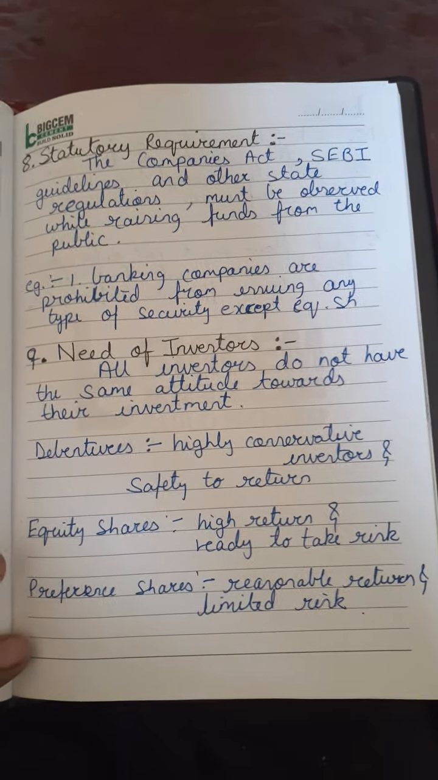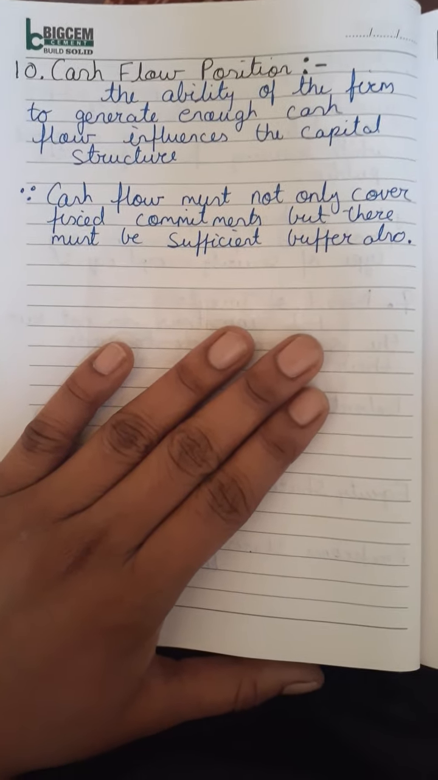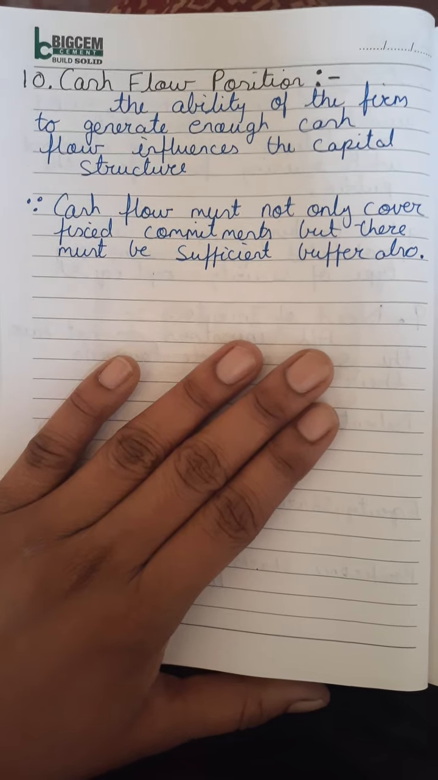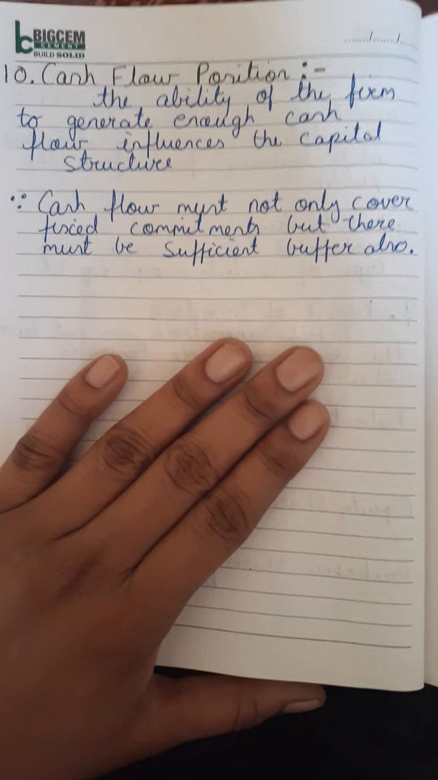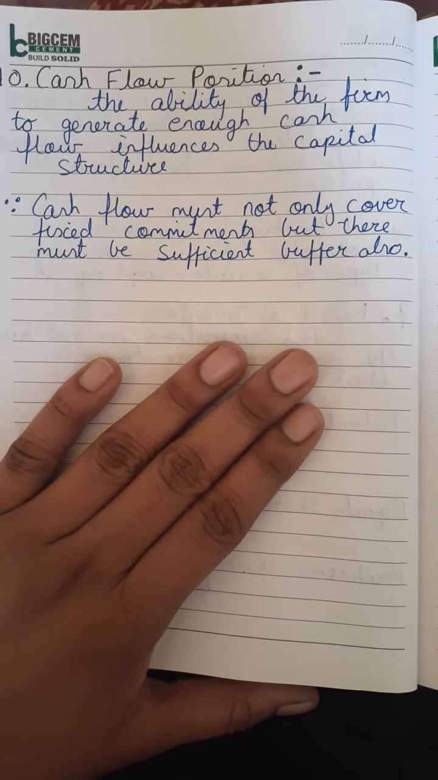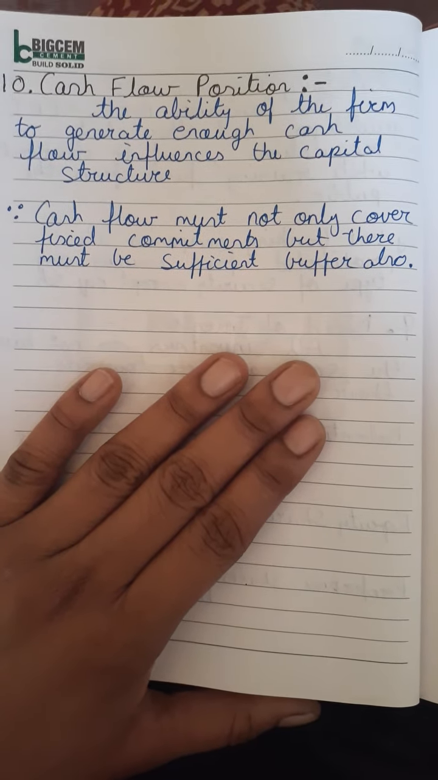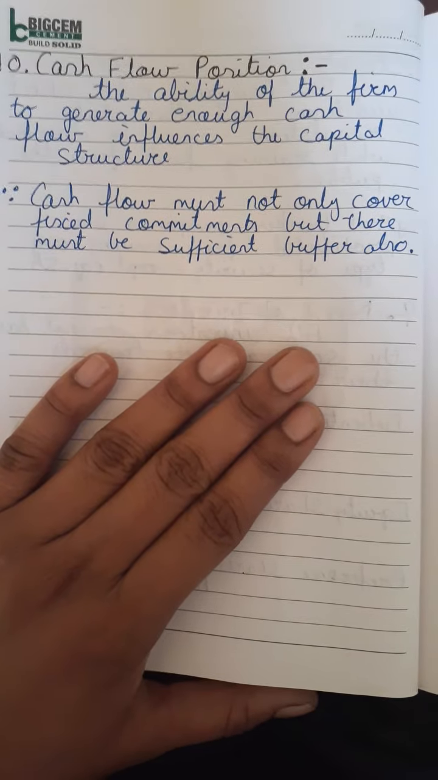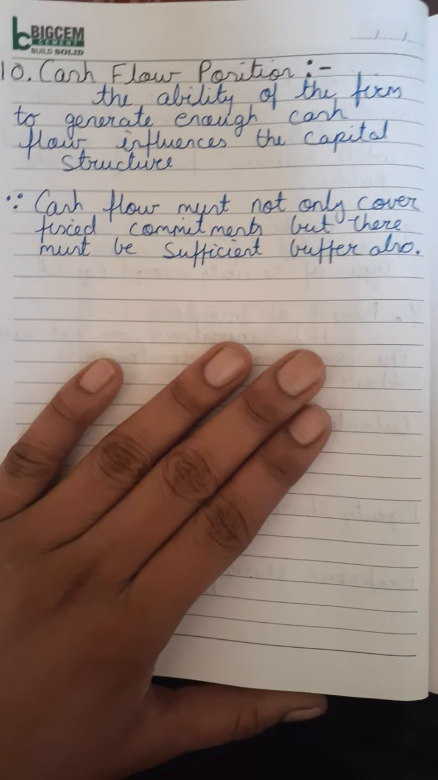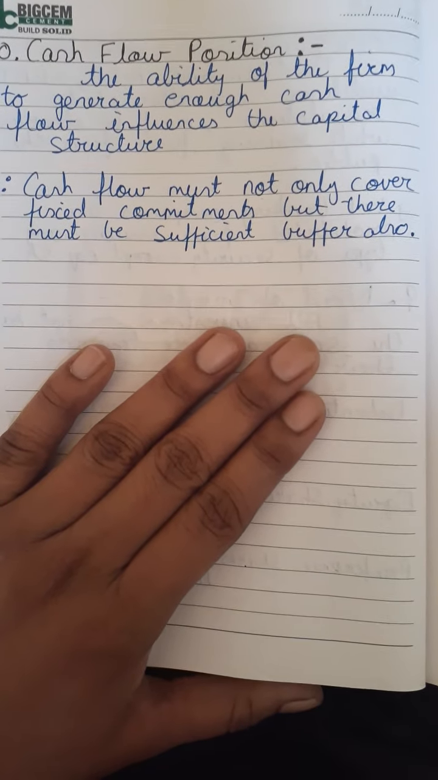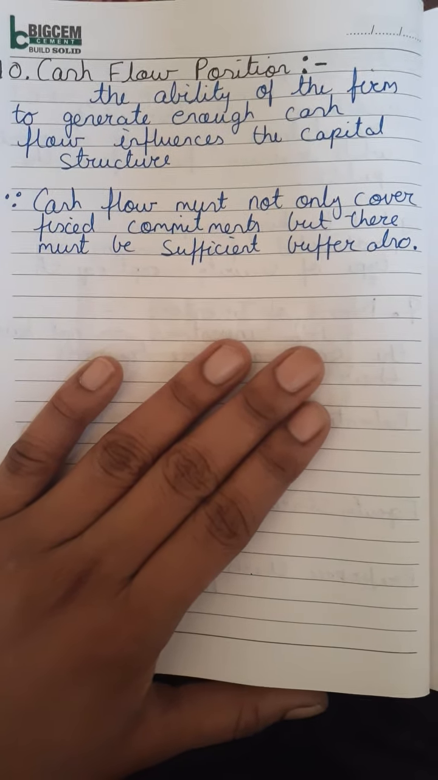Last heading is cash flow position. Cash flow position is basically the ability of the firm to generate enough cash flow, that is revenue, which affects the capital structure. Therefore, a company should have sufficient cash that they can not only cover fixed commitments, that is, pay dividend or interest, but there must also be sufficient buffer or profit to meet unforeseen activities.